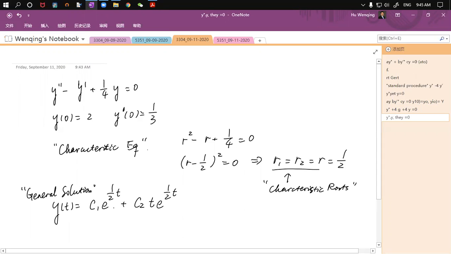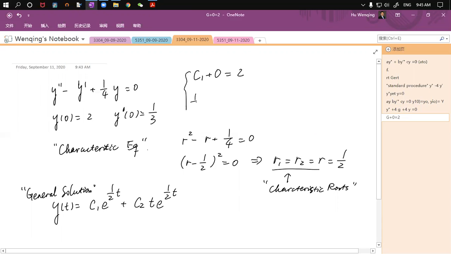As long as you have that general solution, you find the particular solution by putting the initial conditions into it. For the c2 term, t equal to 0 makes it 0, so there's nothing. So y of 0 is equal to 2 already gives you c1. What about c1's y prime?